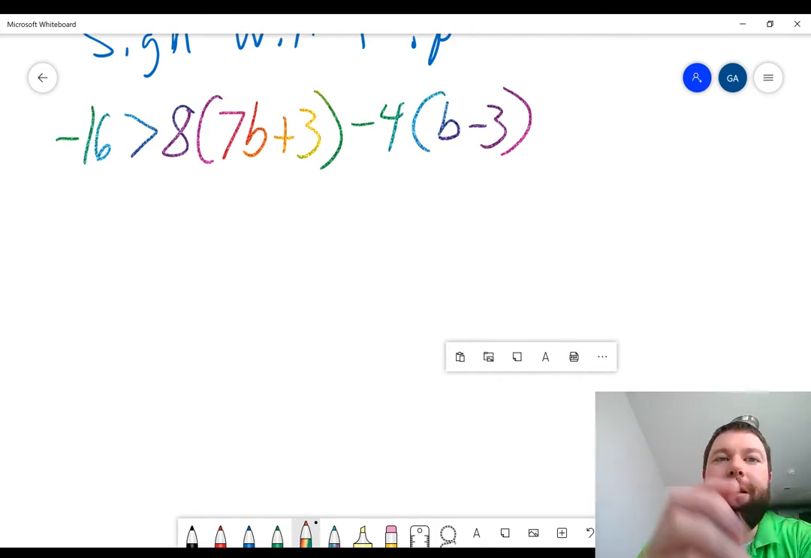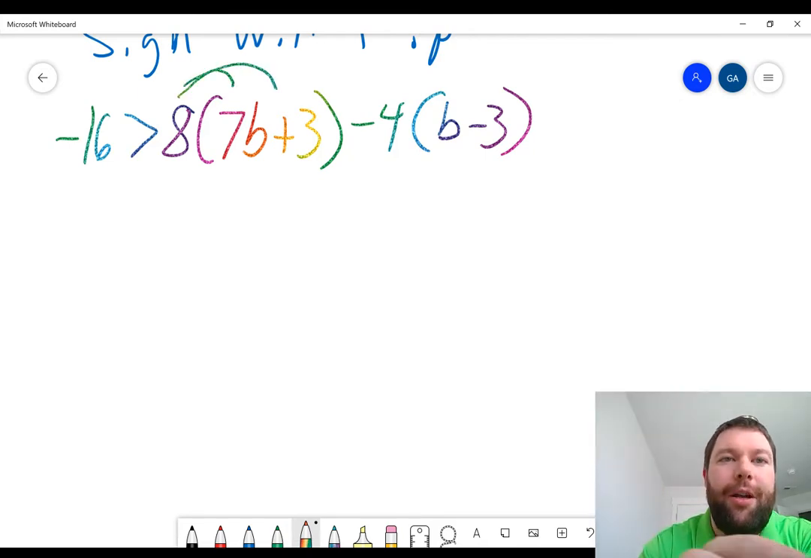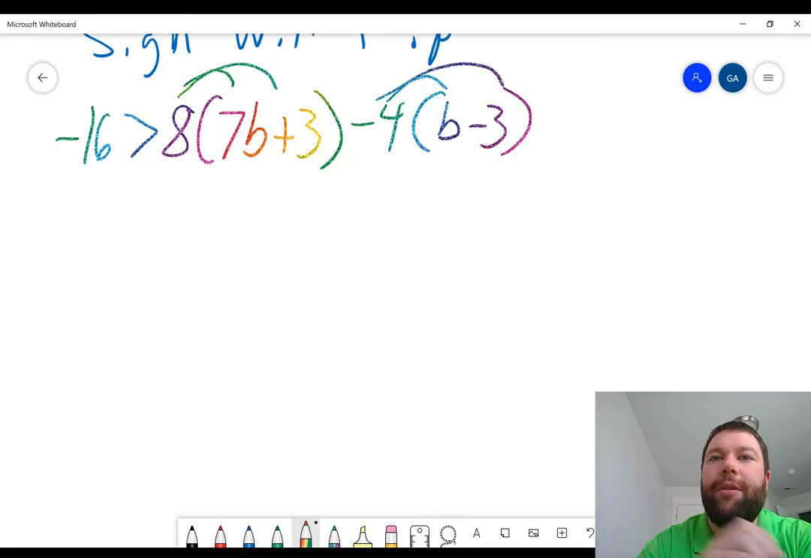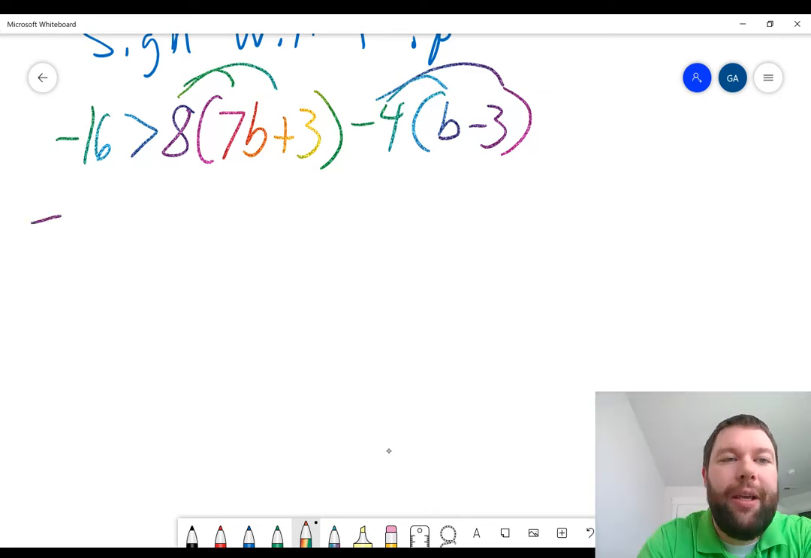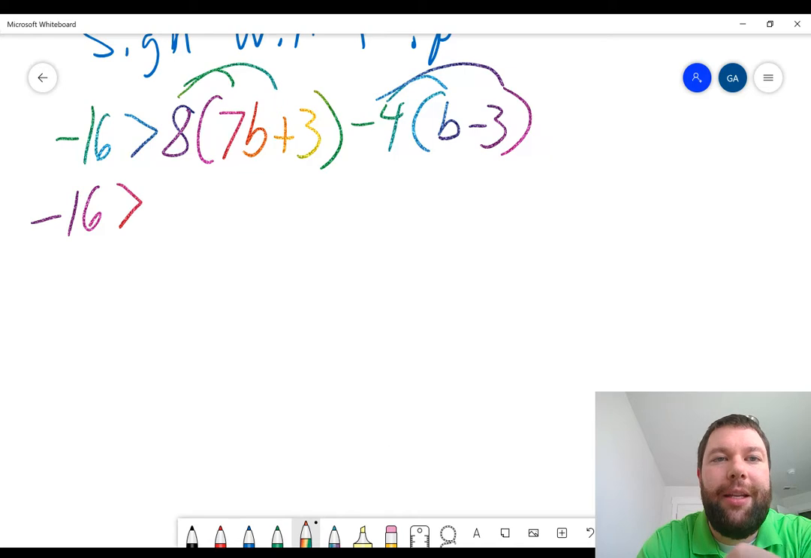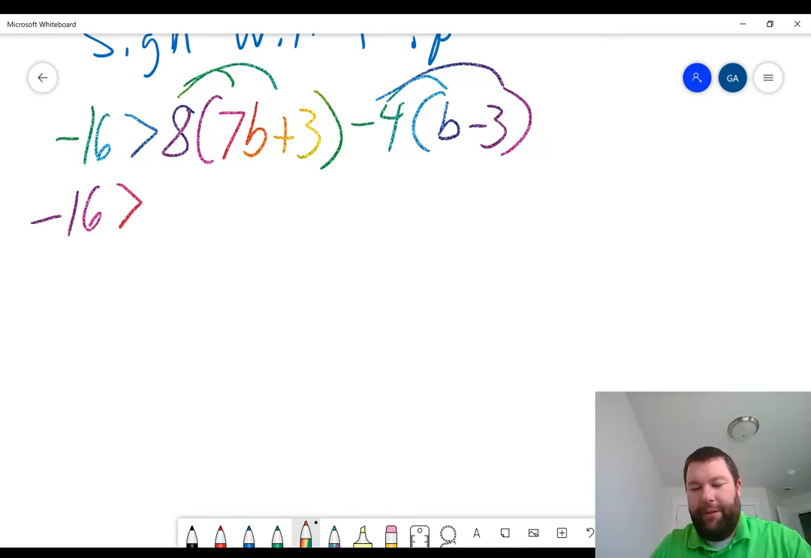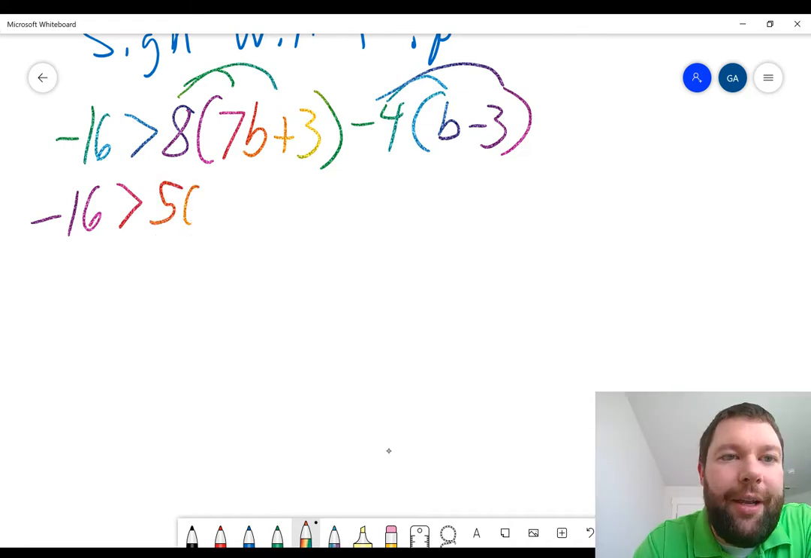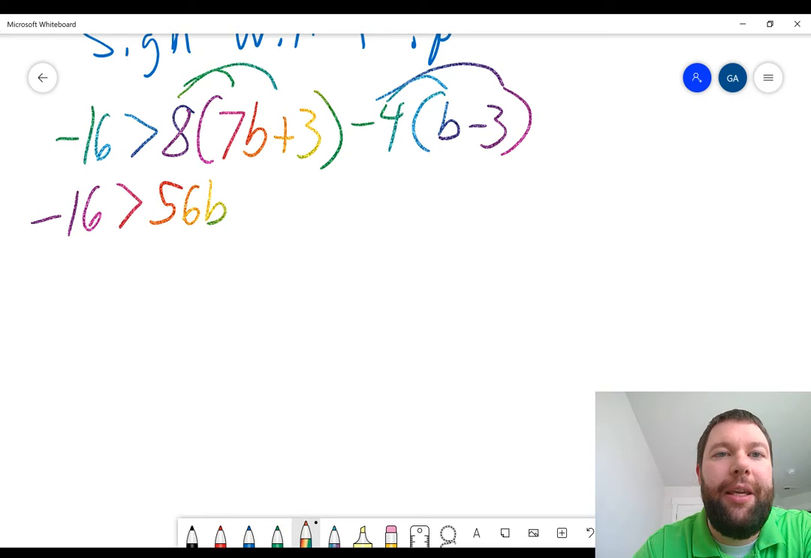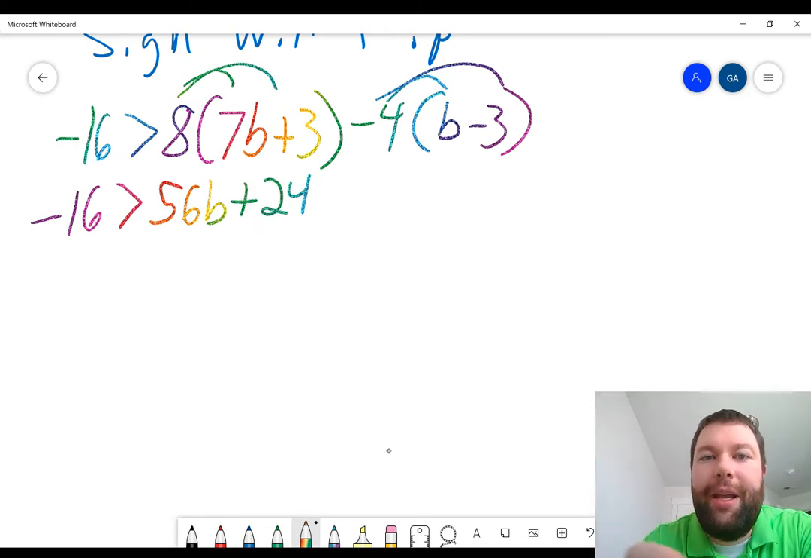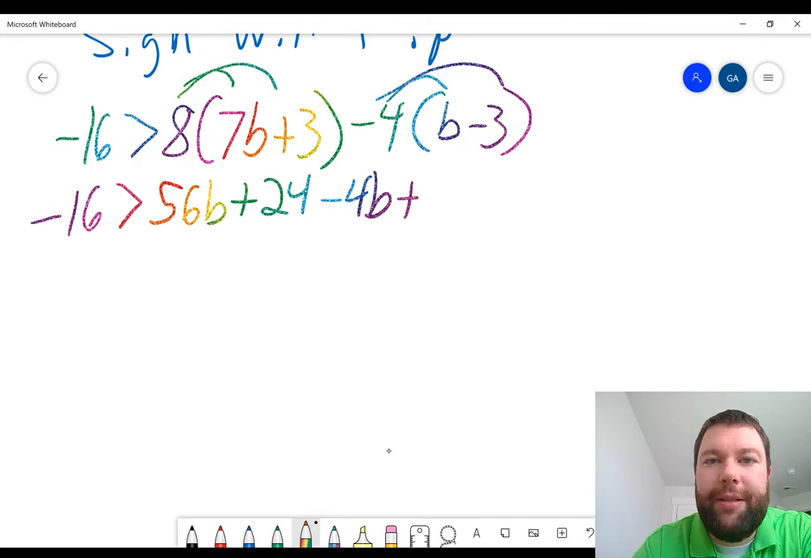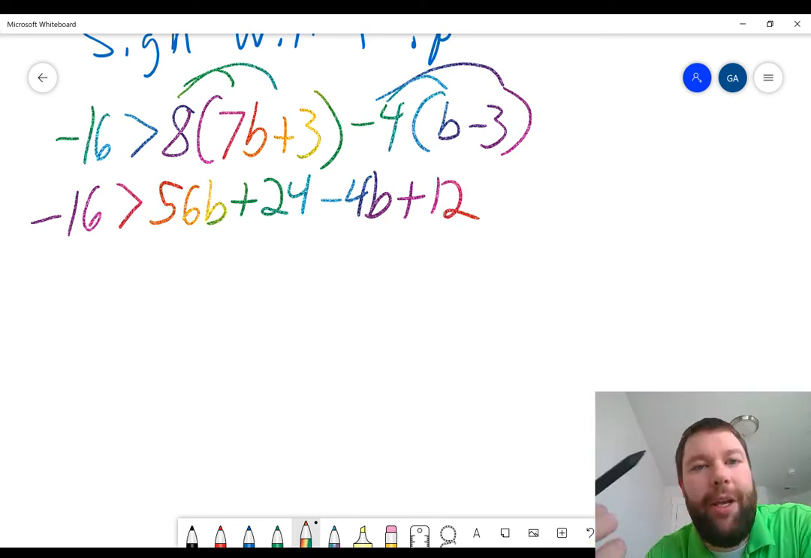Right here, I see a couple of things I can distribute, so I'm going to start by distributing into our parentheses first. That's going to give me 8 times 7 is 56b, and then 8 times 3 is 24. And then negative 4 times b is negative 4b, and negative 4 times negative 3 is positive 12. Okay, so far so good.